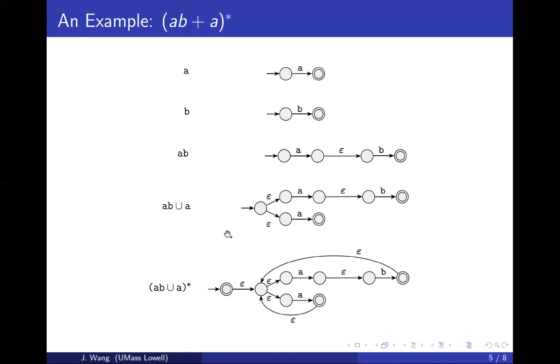Then for AB union A, this is A. For union, we just add a new initial state, and add an empty string edge from this new initial state to the initial state of AB, and likewise to A. Then to apply the Kleene star, we just make an empty string arc back to the initial state. So that's the construction.